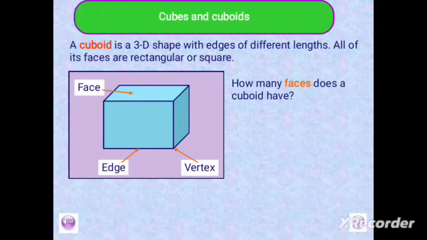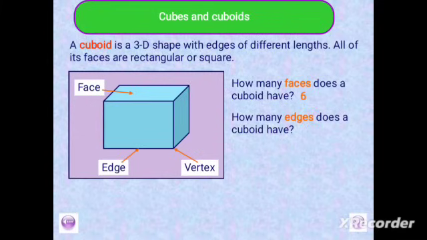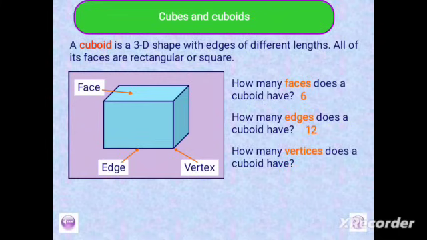So, figuratively, a cuboid has 6 faces. You can count them. We have the top face, bottom, the side and back faces, and the side faces. Then the number of edges is 12. You can as well do the counting. And lastly, the number of vertices is 8.